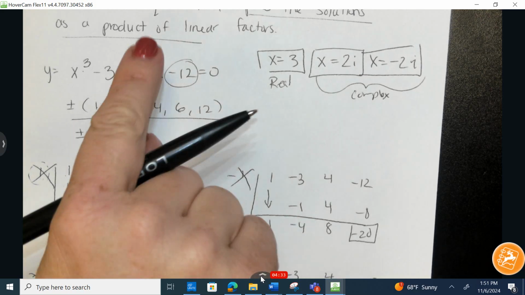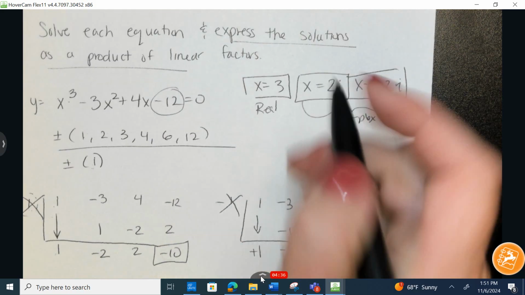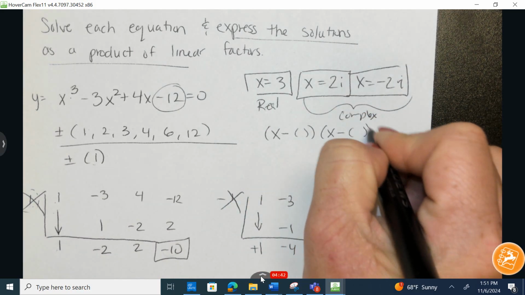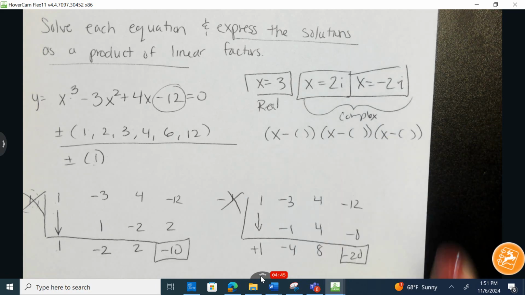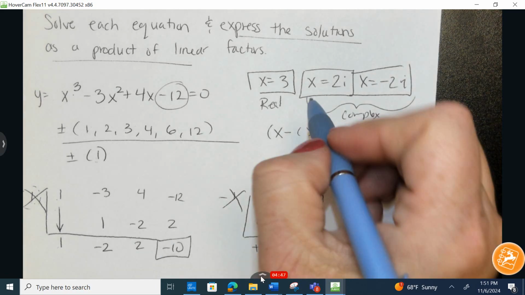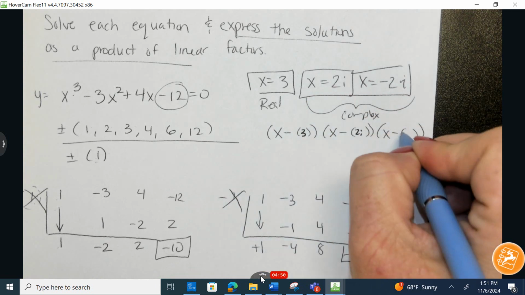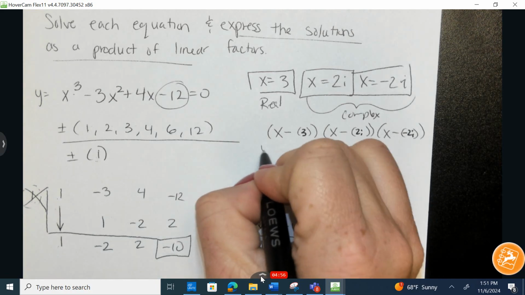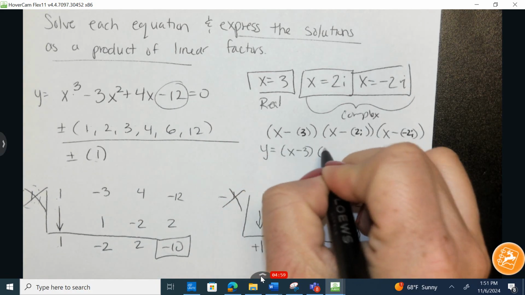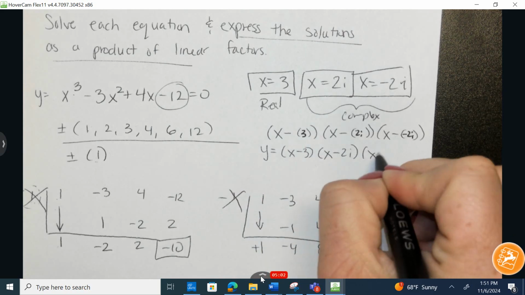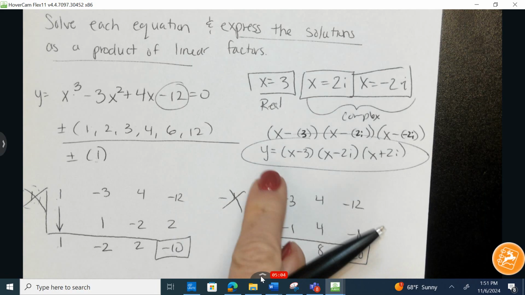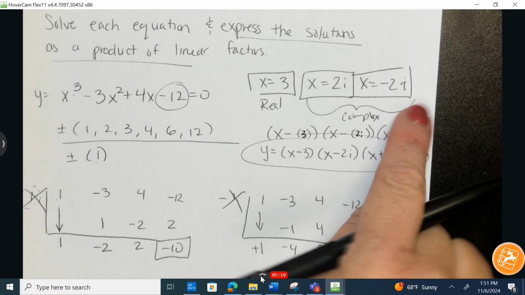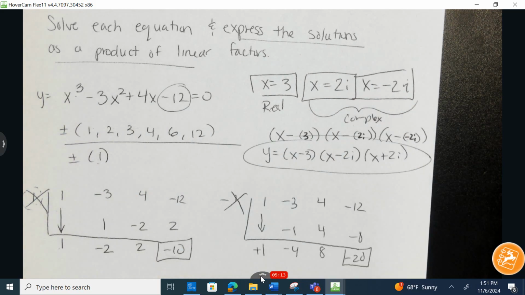Now, how do I go back and write this as a product of linear factors? X subtract, x subtract, x subtract. Now, in these spaces, I'm going to replace the spaces with 3, 2i, and negative 2i. So this equation would be y equals x minus 3, x minus 2i, next, two negatives make it positive, x plus 2i. This is a product of linear factors. This is the equation that has the solutions 3, 2i, and negative 2i. 3 solutions, one's real, and 2 are complex.